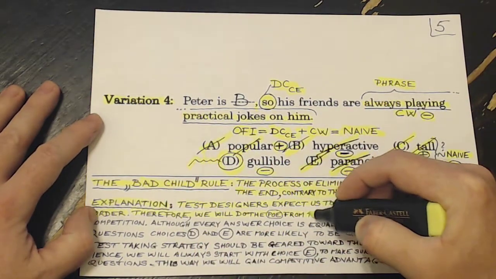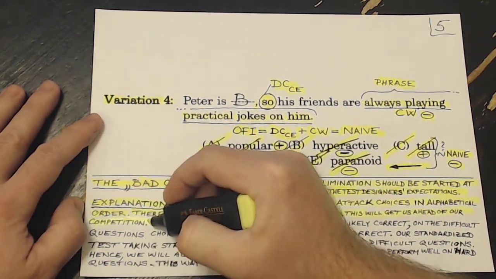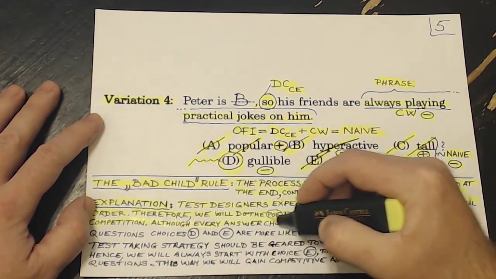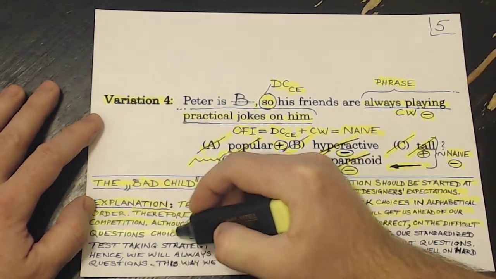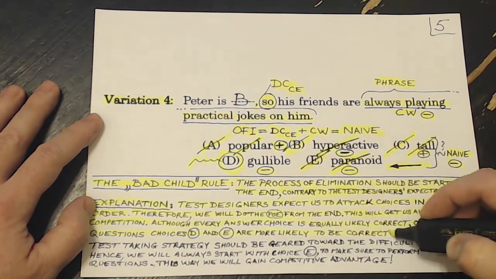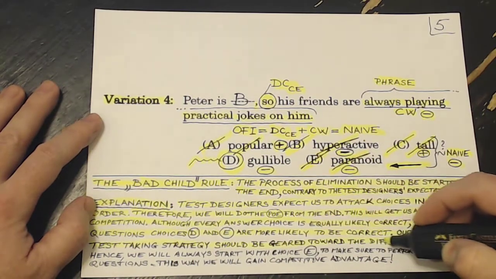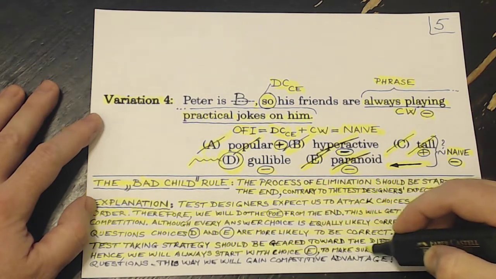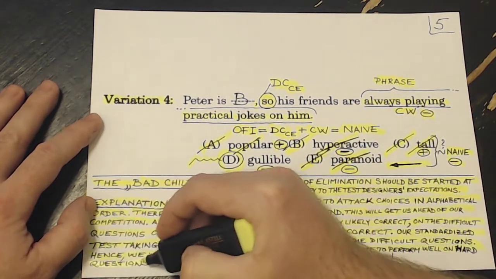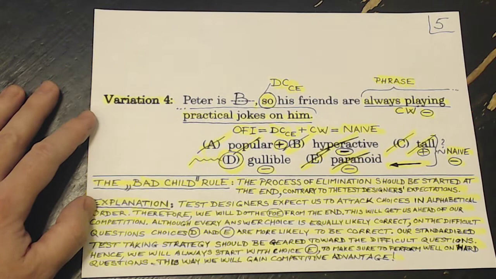Therefore, we will do process of elimination from the end. This will get us ahead of our competition. Although every answer choice is equally likely correct, on the difficult questions, choices D and E are more likely to be correct. Our standardized test-taking strategy should be geared towards the difficult questions. Hence, we will always start with choice E to make sure to perform well on hard questions. This way, we will gain competitive advantage. Good. Let's move on to a different exercise.